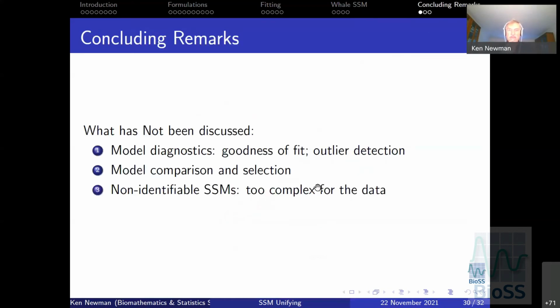And so in conclusion, I have not talked about everything that you can talk about with state space models, and I just want to mention some things that I've left out. I haven't mentioned anything about model diagnostics, goodness of fit, or outlier detection. I haven't mentioned model comparison and selection. And I haven't mentioned the problem of when you formulate a state space model that's way too complex for the data. I'm raising these points to say that these are issues that have been addressed, but there are still open problems in that area.